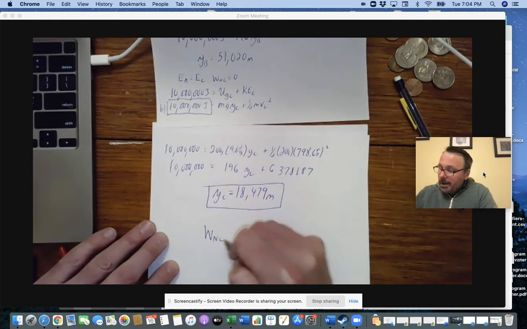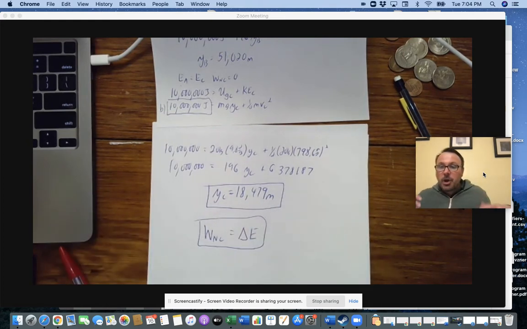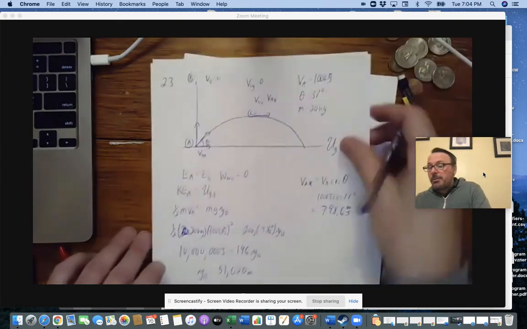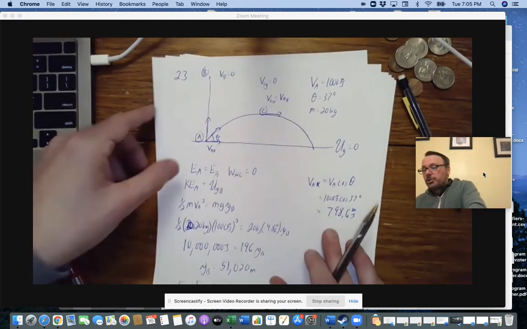Remember, the work done by non-conservative forces is the change in total mechanical energy. If no non-conservative force does work, then the total energy in the system doesn't change. Remember, not non-conservative forces acting, but doing work. Now, there is a non-conservative force in this problem. It is the launch of this, but we are looking at this thing once it's been launched.